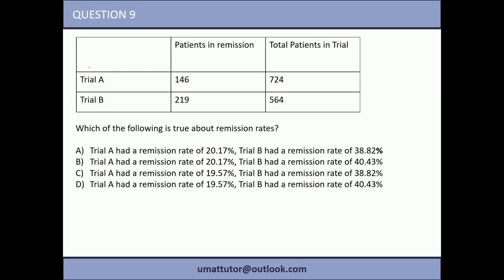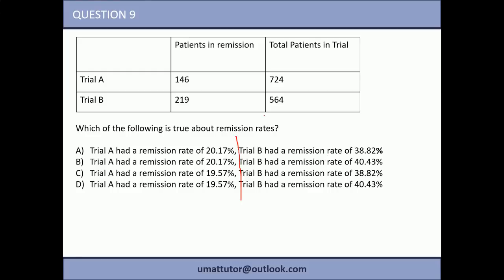So patients in remission, total patients in trial, trial A, trial B. So the table is the same. And the question is, which of the following is true about remission rates? So if we go through the answers here, you can see that basically on the left-hand side of each answer, we've got trial A. And we can see that the two answers are either just above 20% or just below 20%. Likewise for trial B, it's either just above or just below 40%. So it's similar to before where we use that 50% mark. In this case, we're going to use 20% for trial A and 40% for trial B.